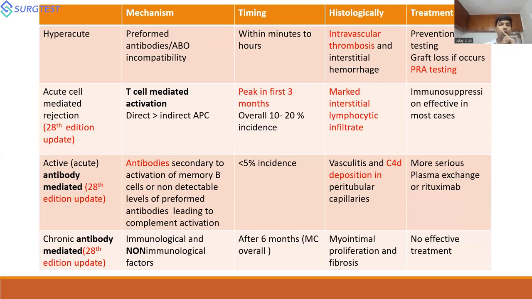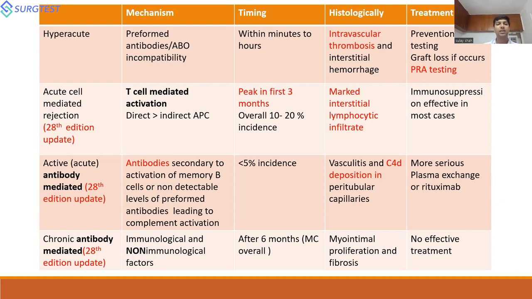The last type is chronic antibody mediated. Now, I specifically mentioned antibody mediated because till now it was just mentioned as a chronic rejection. Chronic rejection reaction is a generalized term which can include both immunological and non-immunological factors. And that is true when seen practically, because a chronic rejection is more non-immunological rather than immunological. However, as per BANFF criteria, the antibody mediated rejections are of two types, acute and chronic. And that is why I mentioned these specifically.